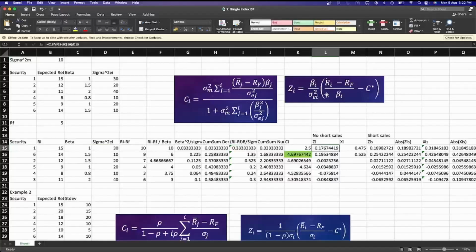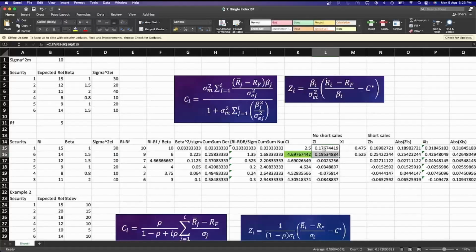Zi values, again, we can calculate them very easily. We just have to go through this formula, which is Ri minus Rf by beta i minus C star. So that's basically this ratio, and we have to subtract this C star value from this ratio for all of these ratios, and then multiply that by beta i by sigma square Ei. Beta is here and divided by sigma square Ei, which is this one. That's how we calculate the Zi value.